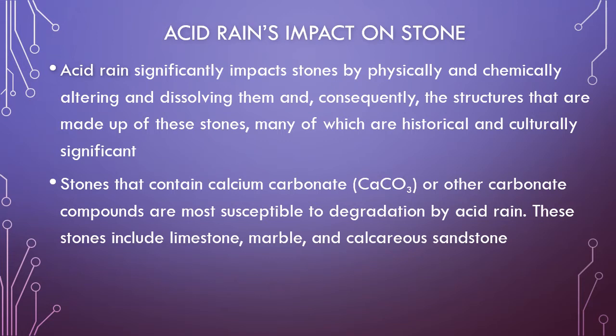Stones that contain calcium carbonate or other carbonate compounds have consistently been shown to be the most susceptible to degradation by acid rain, and these sorts of stones include limestone, marble, and calcareous sandstone. Basically, the acid rain will dissolve the calcium carbonate or the other type of carbonate compound in these sorts of stones by turning it into a soluble hydrogen carbonate or calcium bicarbonate. So basically it will dissolve that carbonate compound and it'll be washed away.